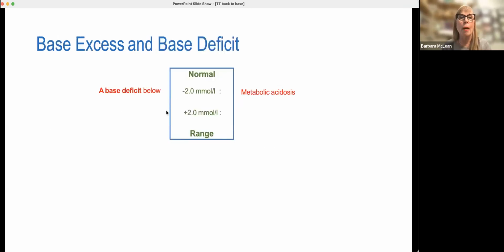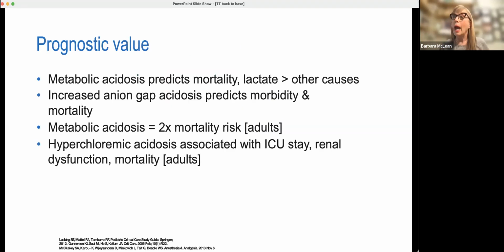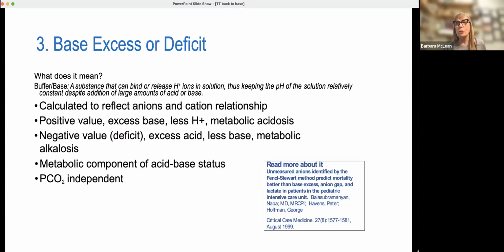So just in case you don't remember, a base deficit below -2 is metabolic acidosis, and a base excess above +2 is metabolic alkalosis. Do not call a negative number a base excess. It's not an excess, it's a deficit. Language is important. Say it right so we do it right. And it's really important to remember that persistent metabolic acidosis is a predictor of a significant mortality risk, 2 times mortality or even higher when we're talking about patients with metabolic acidosis under our care.